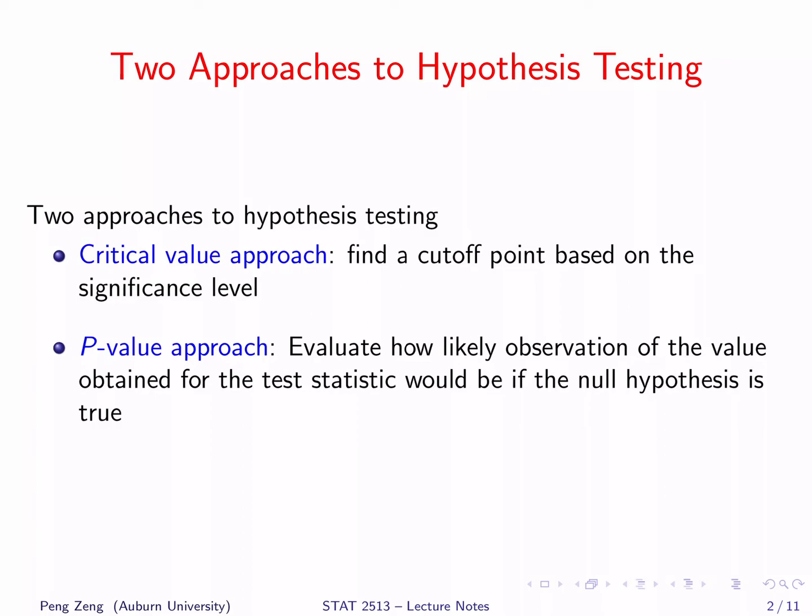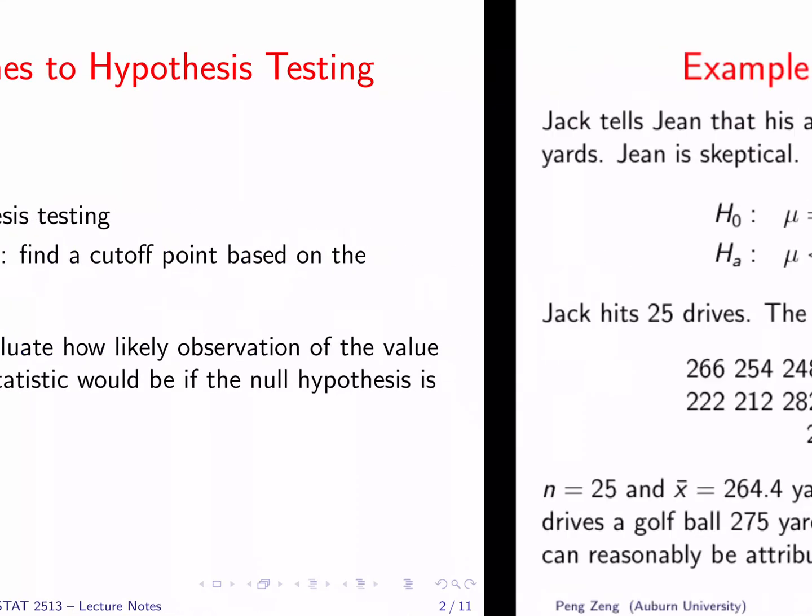The next one is the p-value approach. It calculates a probability to evaluate how likely observation of the value obtained for the test statistic would be if the null hypothesis is true. Both approaches are important and commonly used. You need to understand both. In this section, we only discuss the critical value approach.